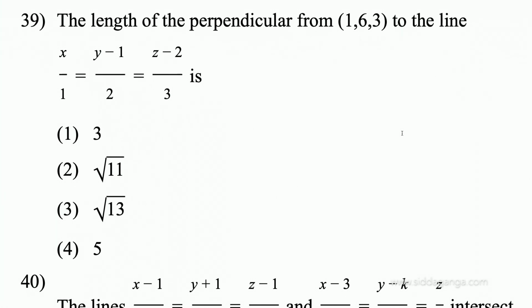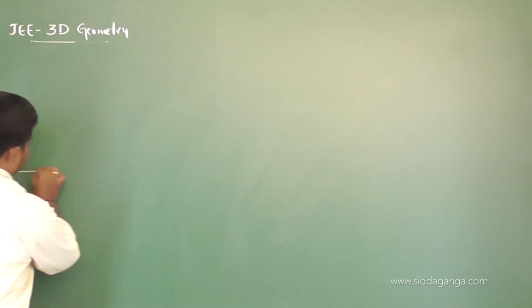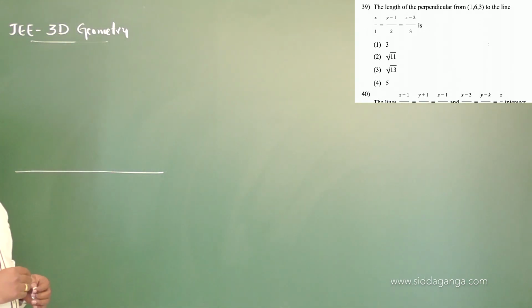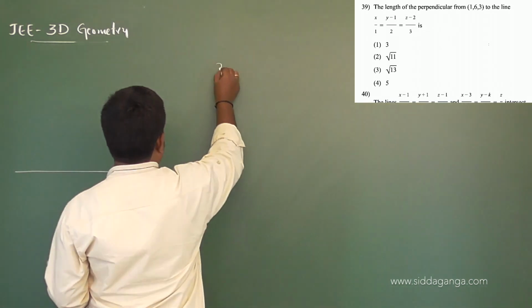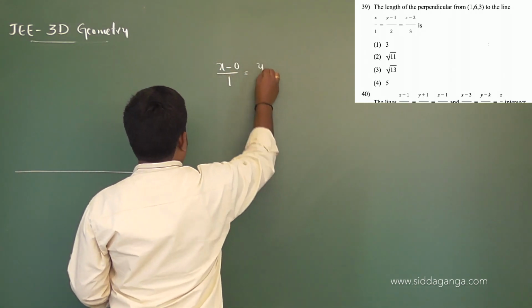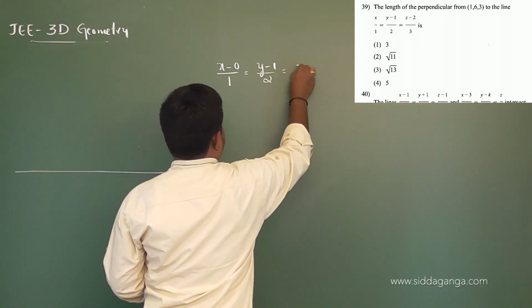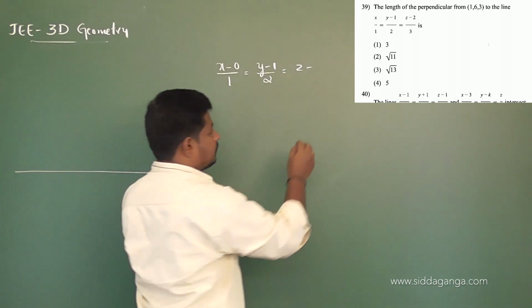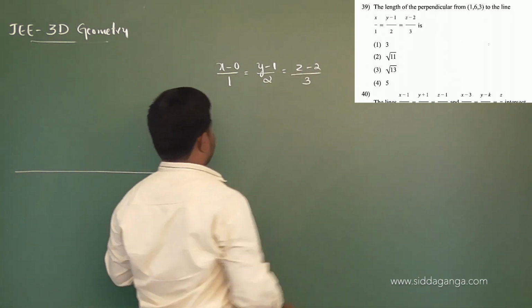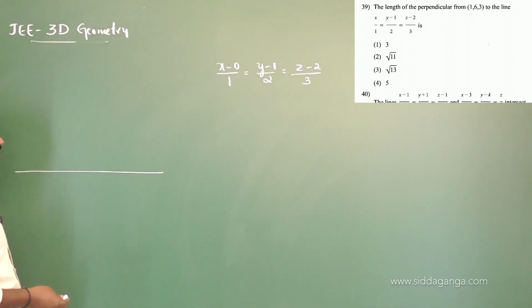Yes, question number 39 is like this. The length of the perpendicular from the point (1, 6, 3) to the line x by 1 is (y minus 1) by 2 is equal to (z minus 2) by 3. So the length of the perpendicular from the point, let us take this line. This line is of the form (x minus 0) by 1, that is equal to (y minus 1) by 2, that is equal to (z minus 2) by 3. It is of the form (x minus x1) by a equal to (y minus y1) by b equal to (z minus z1) by c.